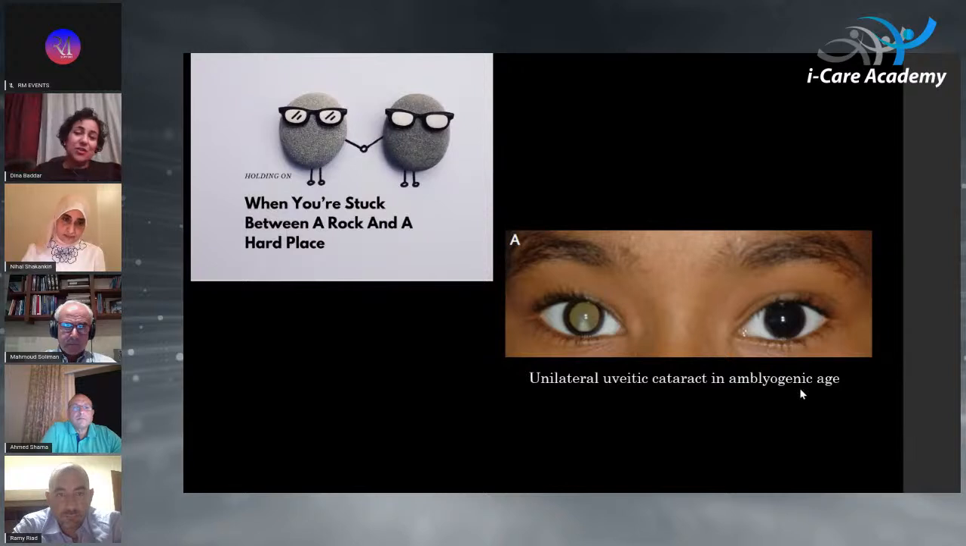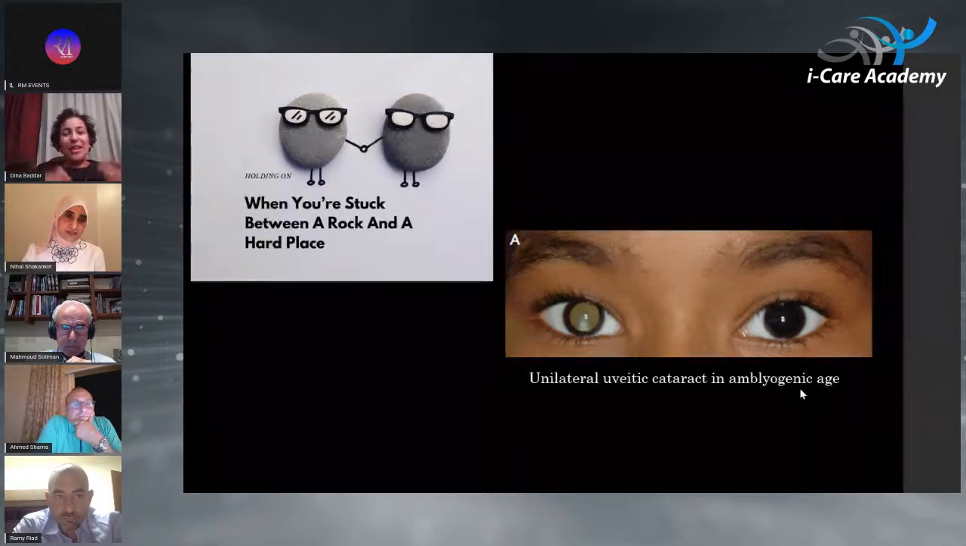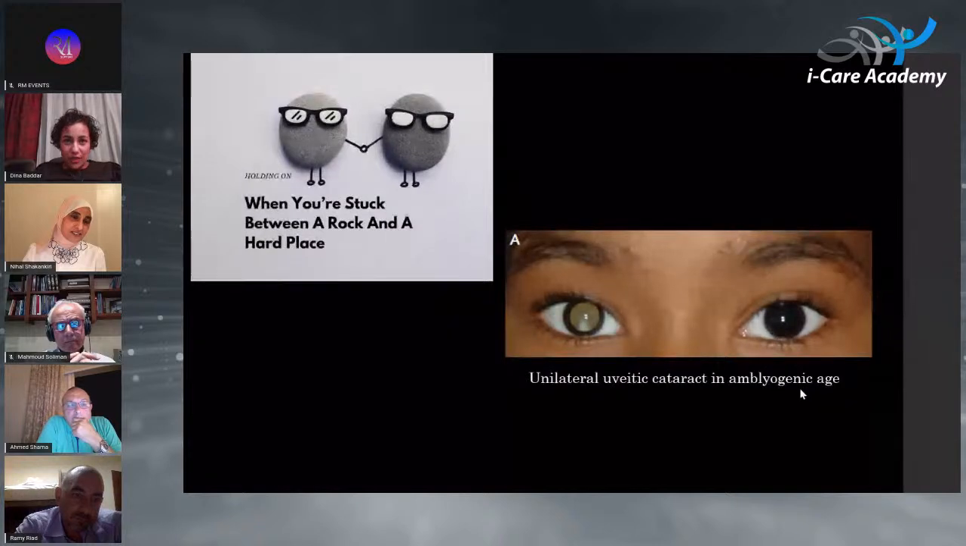Now, my question is definitely going to Dr. Nihal right now because she's usually stuck between amblyopia and cataract. Dr. Nihal, what do you do? Concerning unilateral... The question is, if you have a patient with active uveitis and dense cataract, but he or she is in the amblyogenic age, you're stuck between amblyopia and risking opening an inflamed eye. Do you also wait for the 3 months, or do you twist this rule?